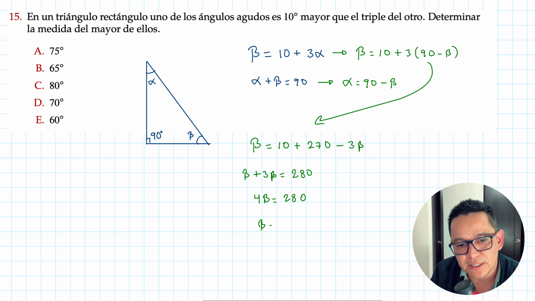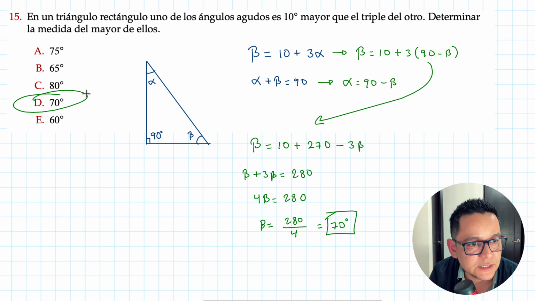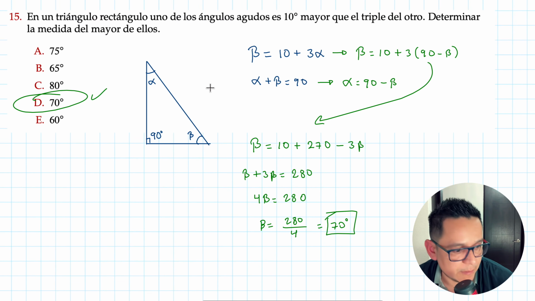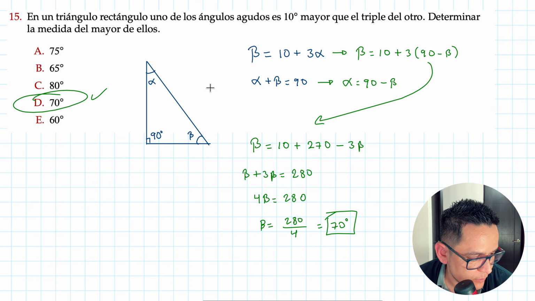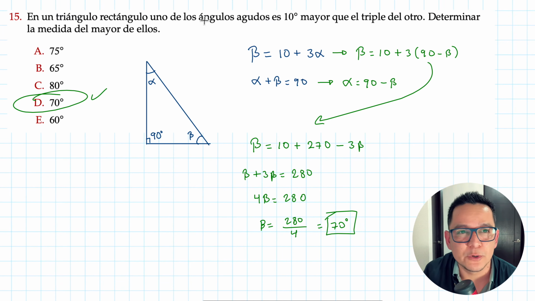Now we solve for beta from here. So we're going to say that beta equals 280 divided by 4. That's 7 times 4, which is 28. So 70, right? So beta, now I can add the degrees. Beta measures 70 degrees. So the correct answer is option D. Let's verify exercise 15 option D. Correct. We got it right. It's simple, right? They're getting a bit more complicated, right?